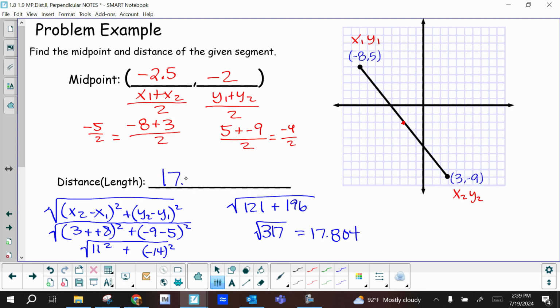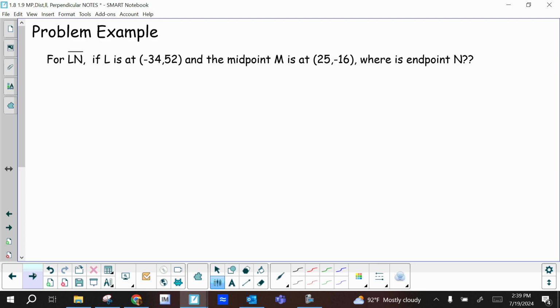So the length is 17.804 units. All right, there's that using those two formulas. Okay, let's just do one last example and that'll be it.